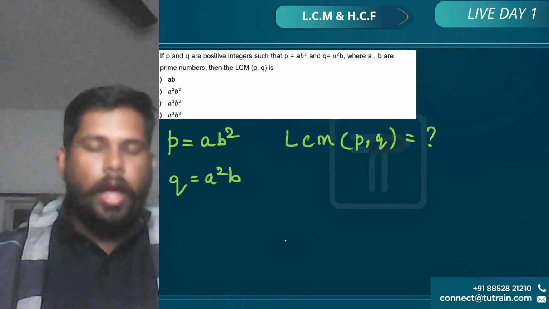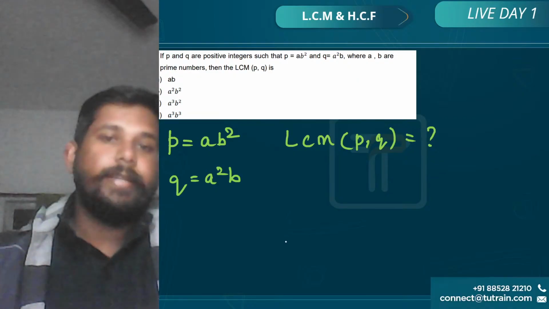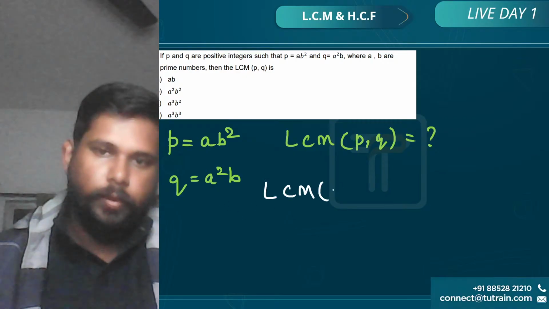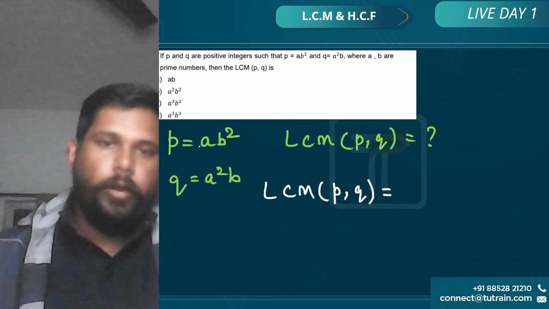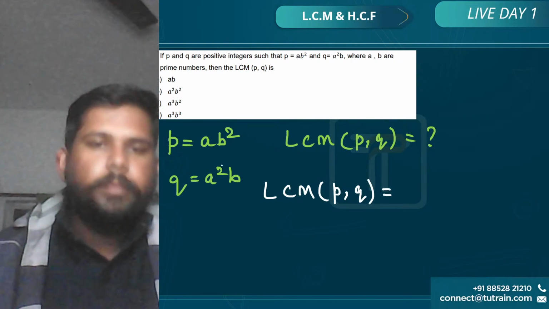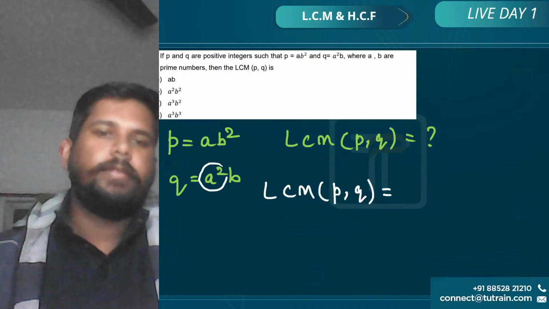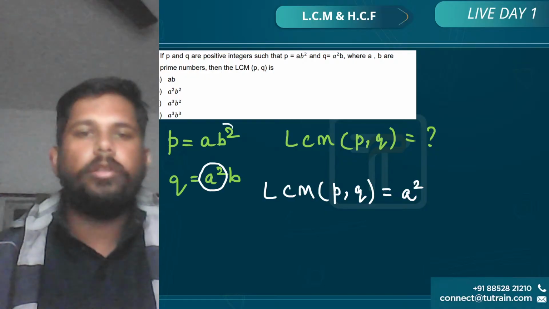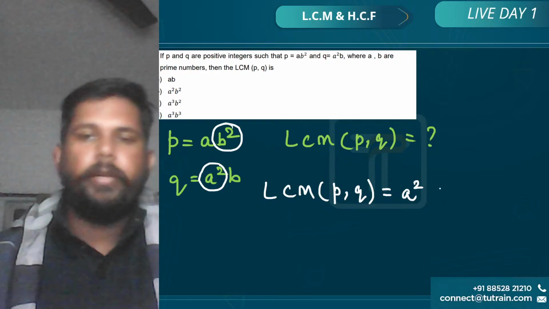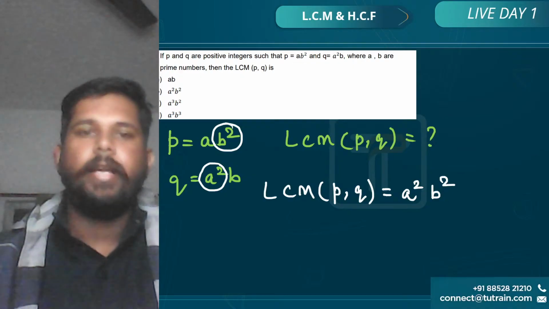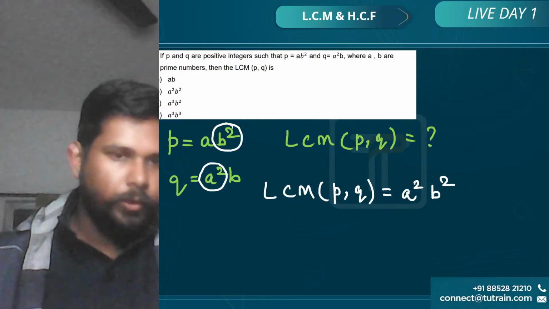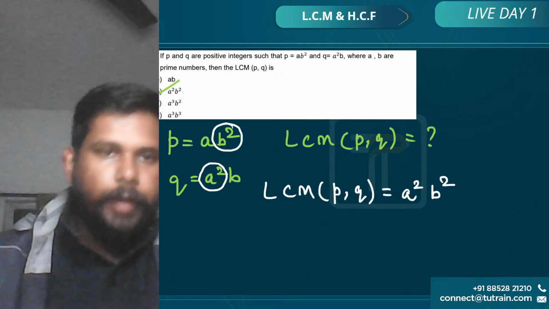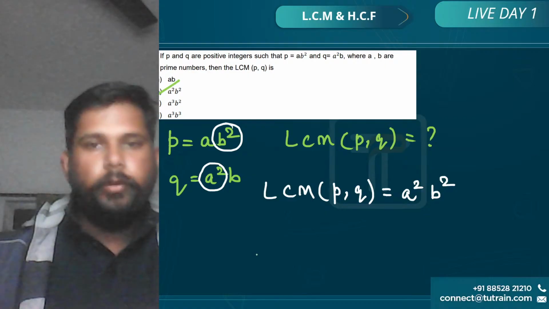So here I have told you the trick. How to find the LCM is, for a you take the highest power of a. Highest power of a is 2, so we take a square. And for b you also take the highest power of b, so it is b square. That means the LCM is a square b square. So the option B will be correct. I can see that many of you have typed B.